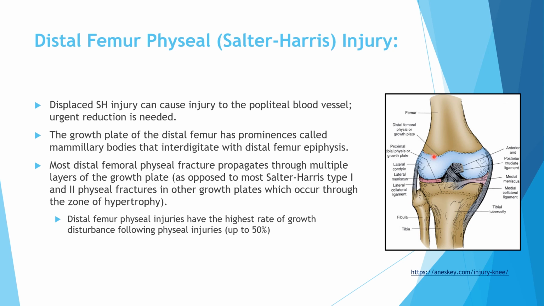As we said, the distal femur physis is not a straight line. There are lots of interdigitations called mammillary bodies. That's why the injury goes through multiple layers, and that's why the distal femur physeal injury has the highest incidence of growth disturbance. It's up to 50%.